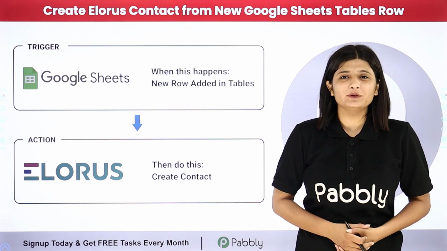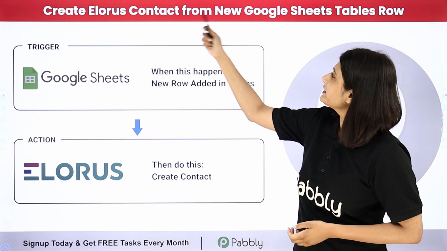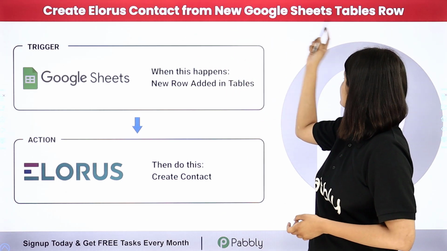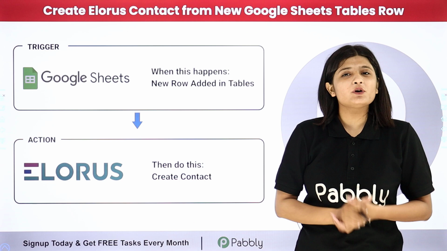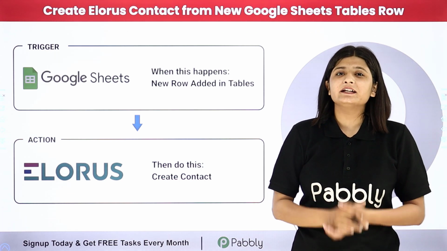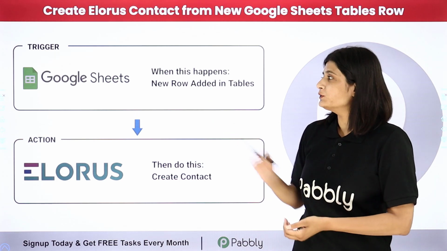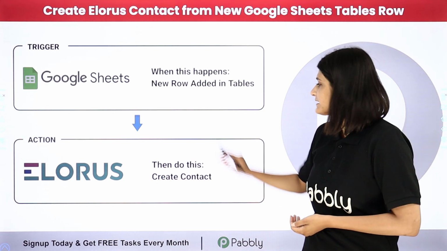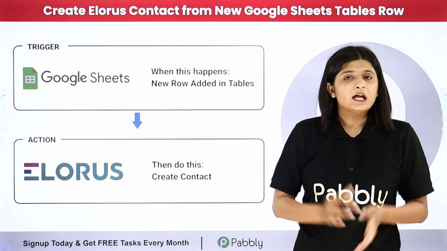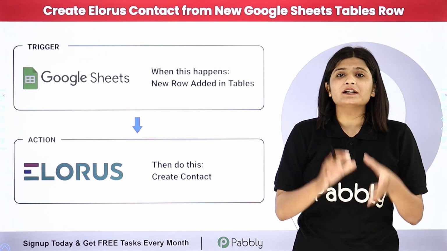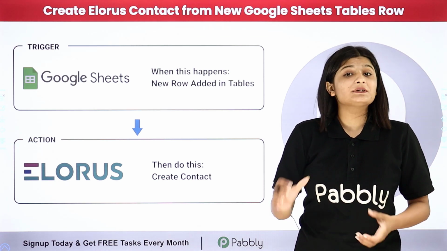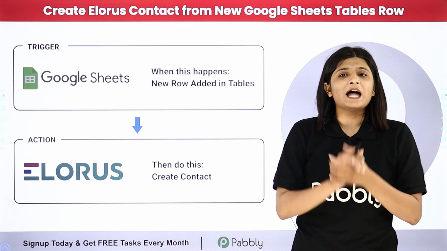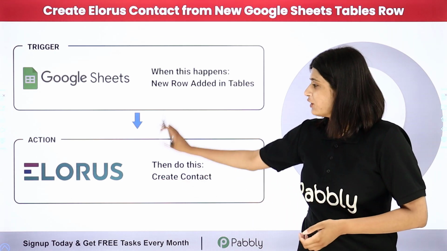So in this video, we are going to learn how to create an Elorus contact from a new Google Sheets tables row. So let's suppose I'm a freelance designer and collecting all my customer details in my Google Sheets tables, and then I'm manually creating these customers as a contact in Elorus. Now I want that as soon as I add a new row in the Google Sheets which represents a new customer, a contact should be automatically created in Elorus.